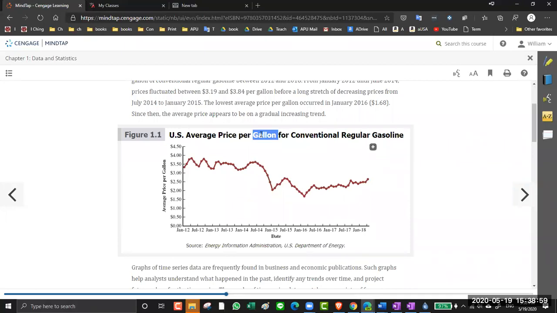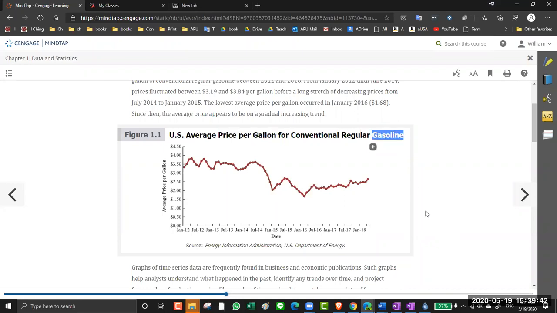Okay, what is a gallon? A gallon is like a liter. Oh, it's big. It's bigger than a liter. It's equal to about 4 liters. So you could say liter, you could say gallon, whatever. It's some volume, right? Maybe we have to say it's a liquid volume. Anyway, it's a volume. So what is this about, this picture? It's the price per gallon for gasoline.